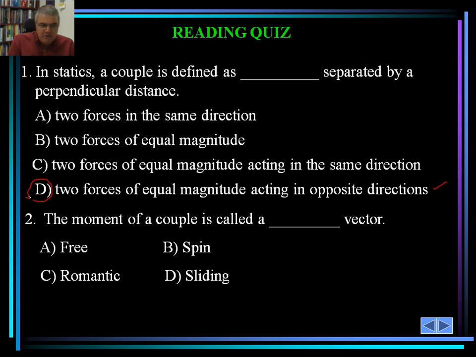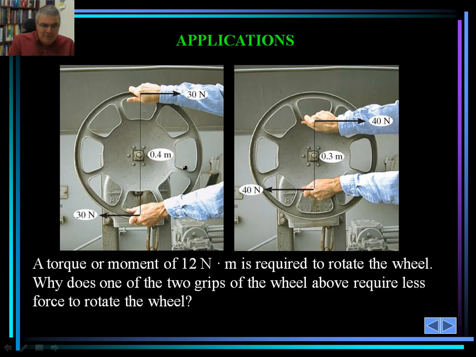Number 2, the moment of a couple is called a what? Blank vector. So the moment of a couple is called a free vector. Not a spin or romantic or sliding vector. It's called a free vector. So let's take a look at some applications.